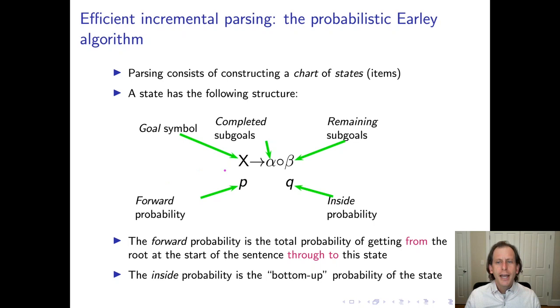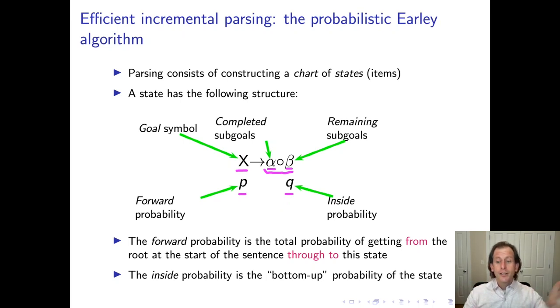Every state entry in the chart has a goal symbol, and it has a set of sub-goals. And some of them have been completed. This is like I'm partway through a constituent. And the alpha part is the part that I've completed, and the beta part is what I haven't completed yet. And we're going to keep track of two probabilities, one which we call the forward probability, and one which we call the inside probability.